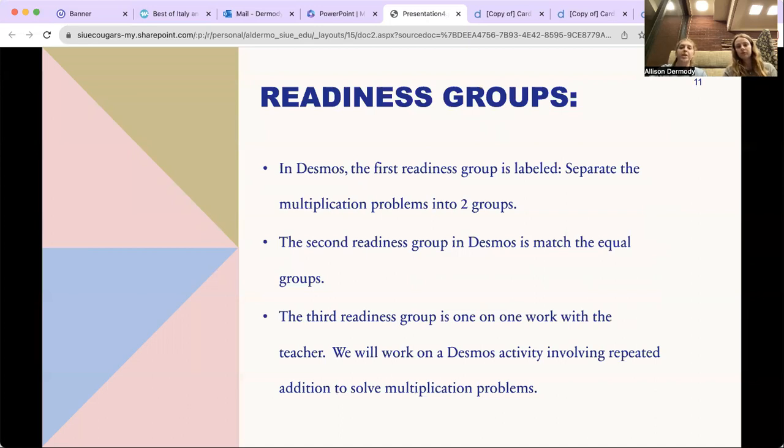So then we have our readiness groups. For our first readiness group, we have separate the multiplication problems into 2 groups. Then our second readiness group is called match the equal groups. And then our third readiness group is one-on-one work with the teacher. So there is a Desmos activity that has this in there.